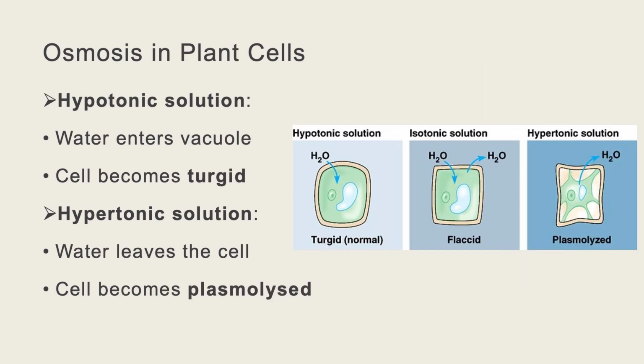In plant cells, osmosis is essential for maintaining structure. When a plant cell is in a hypotonic solution, water enters the cell and then enters the vacuole by osmosis, increasing turgor pressure. The cell becomes turgid, which helps support the plant. When a plant cell is placed in a hypertonic solution, water leaves the cell, causing the cell membrane to pull away from the cell wall. This process is called plasmolysis and results in the plant wilting.